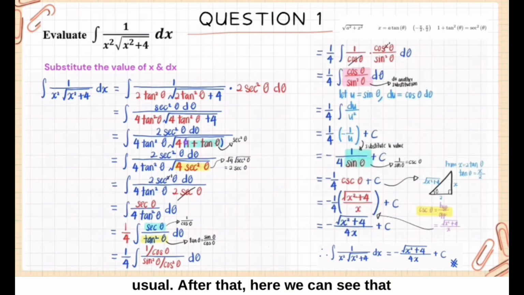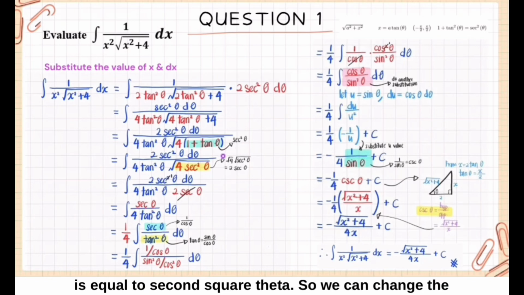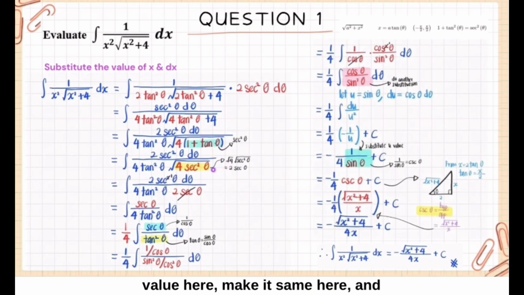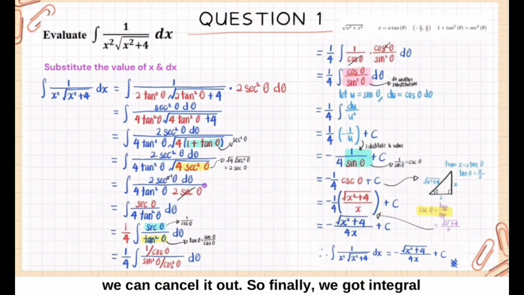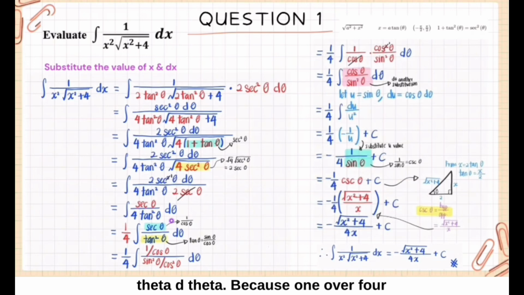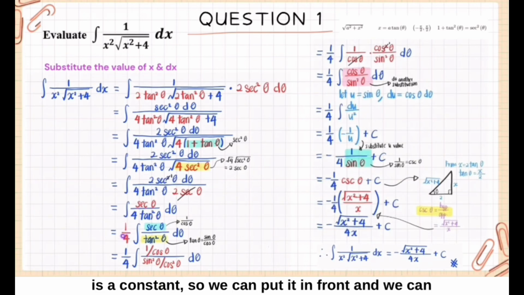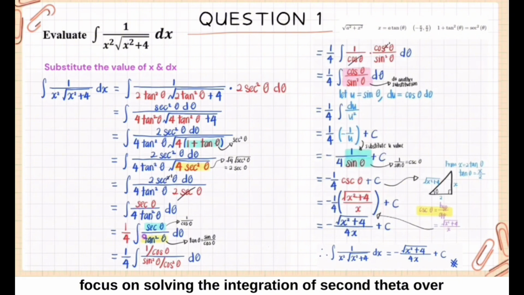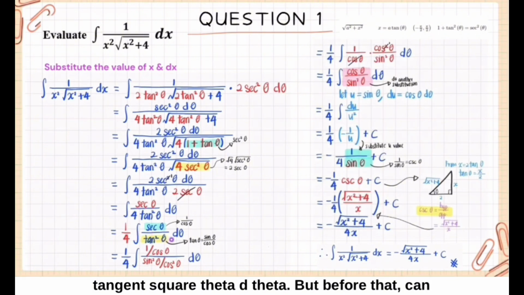After that, we can see that there is 1 plus tangent squared theta here. This is an identity as stated in the table earlier: 1 plus tangent squared theta is equal to secant squared theta. So we can change the value here, make it the same, and cancel it out. Finally we get the integral of secant theta over 4 tangent squared theta d theta. Because 1 over 4 is a constant, we can put it in front and focus on solving the integration of secant theta over tangent squared theta d theta.